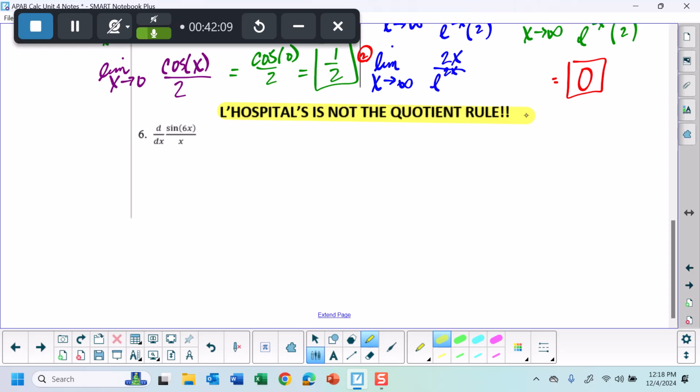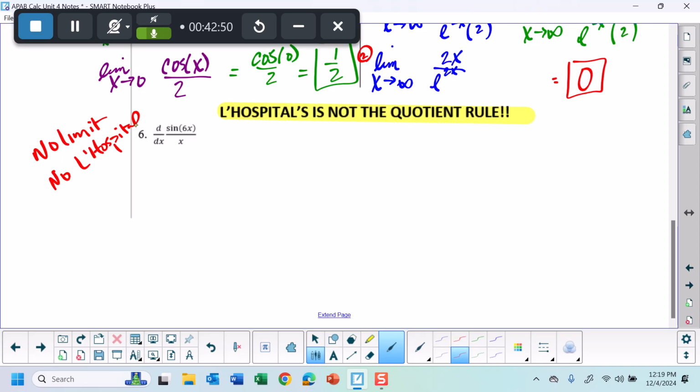When you look at a problem like this, you need to make sure you know that's not L'Hopital. That's the quotient rule. So you're only applying L'Hopital when you have a limit. So if you look at this one, there's no limit. So then therefore, no L'Hopital. So if you don't see a limit, you're not applying L'Hopital. This is just a straight derivative problem. So this is not the trig rule. This is not a shortcut.